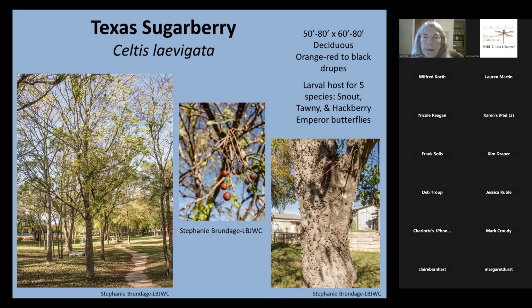The Texas sugarberry is also known as sugar hackberry or palo blanca, and it is a favorite of at least 10 different species of birds, including robins, mockingbirds, and other songbirds. They love these drupes, which are orange and then turn black, and they are very sweet for the birds to eat. And it is also a larval host plant for 5 different species of butterflies, including snout, tawny, question mark, morning cloak, and hackberry emperor butterflies.